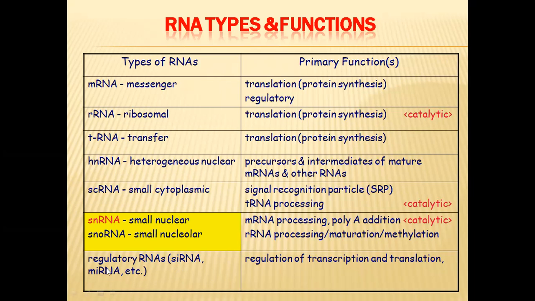And siRNA and miRNA regulate the translation process by disturbing the translation activity. So these are the different types of RNAs and their functions.